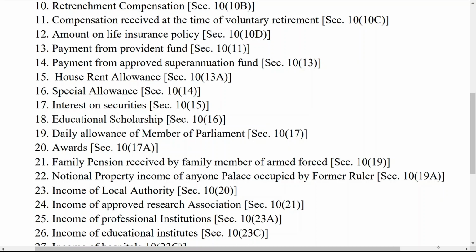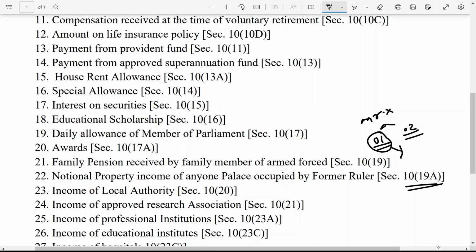Let us say Mr. X is a former ruler. In that case he is having two palaces, one palace at some place and the other at some other place. Now the government will give exemption on the notional income of any one palace. That means he can consider the income of any one palace, and exemption is available under section 10 subsection 19A in case of this palace. So that is the concept about the palace.